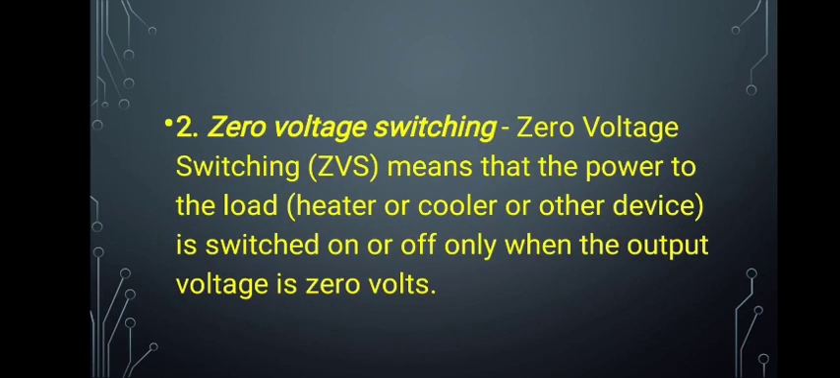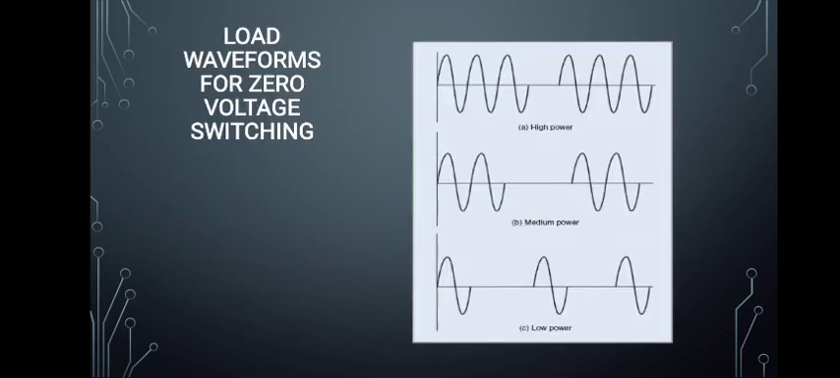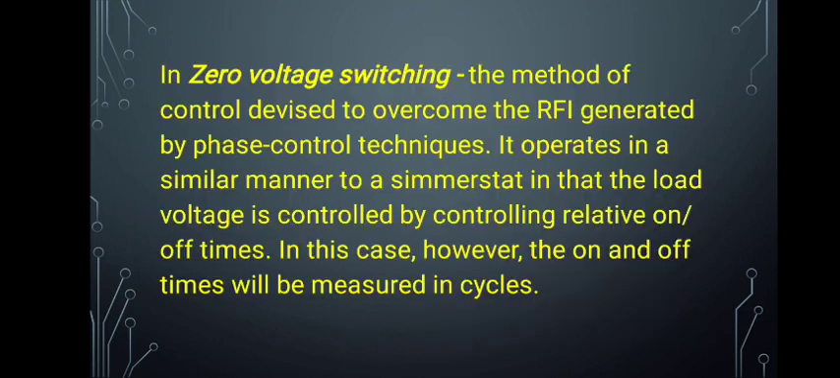Number 2, zero voltage switching. Zero voltage switching, or ZVS, means that the power to the load, heater or cooler or other device, is switched on or off only when the output voltage is 0 volts. Load waveforms from zero voltage switching. So these are the different kinds of waveforms from zero voltage switching: high power, medium power, and low power.